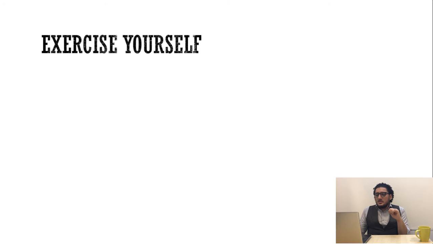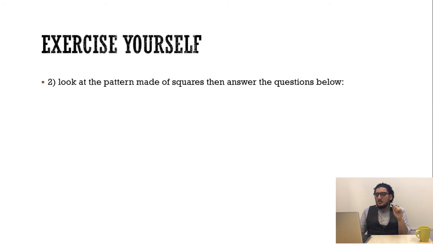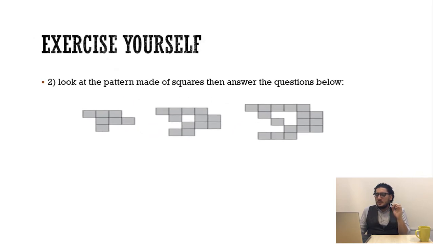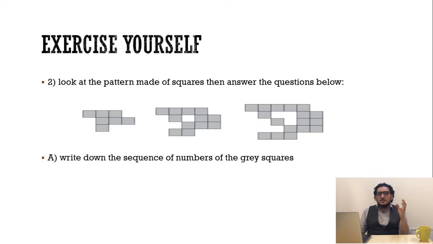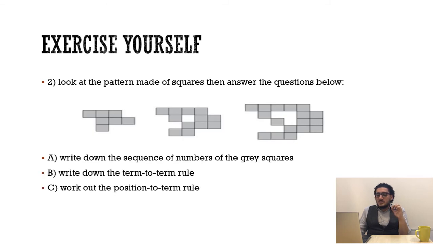The second question: look at the pattern made of squares, then answer the questions below. This is the pattern of squares. You have to count, of course, the number of gray squares here to write down the sequence of numbers of the gray squares. Letter B, write down the term-to-term rule. Letter C, work out the position-to-term rule. I want you to answer these two questions.